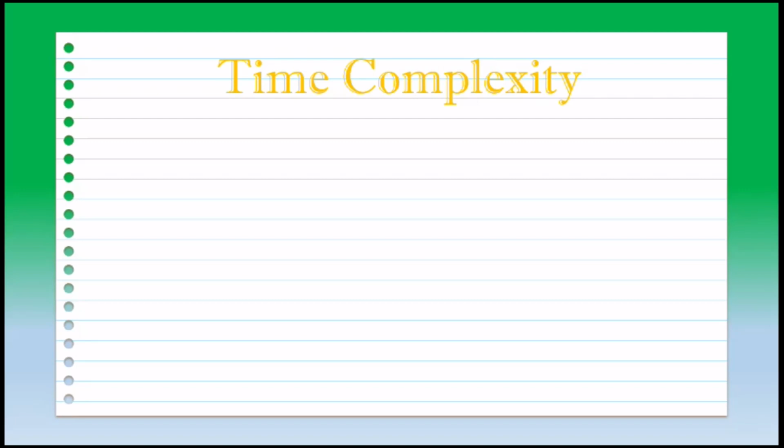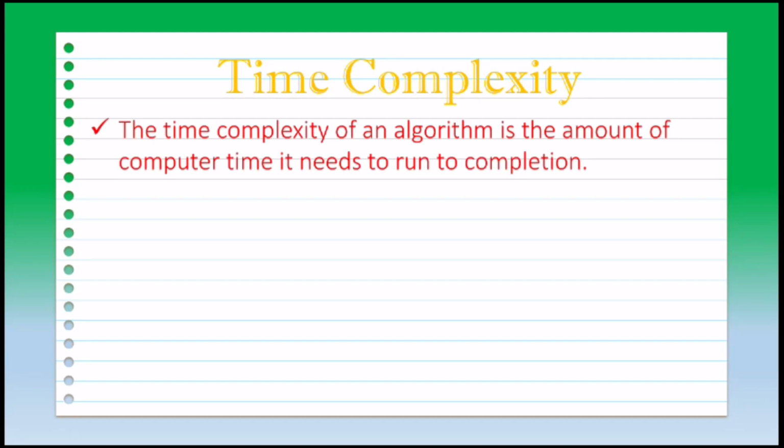Hello everyone. In this video, we will see what is time complexity and how to calculate time complexity. The time complexity of an algorithm is the amount of computer time it needs to run to completion. That is, we can calculate time complexity by checking how much time an algorithm requires to execute. So basically, by checking how many steps there are in the algorithm, we can decide the time complexity.